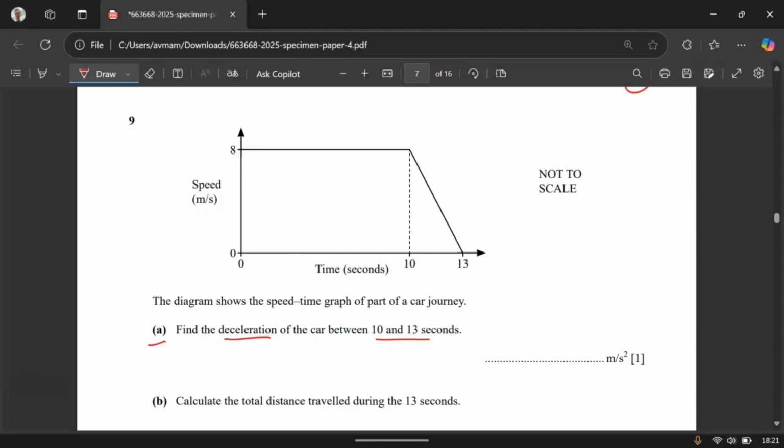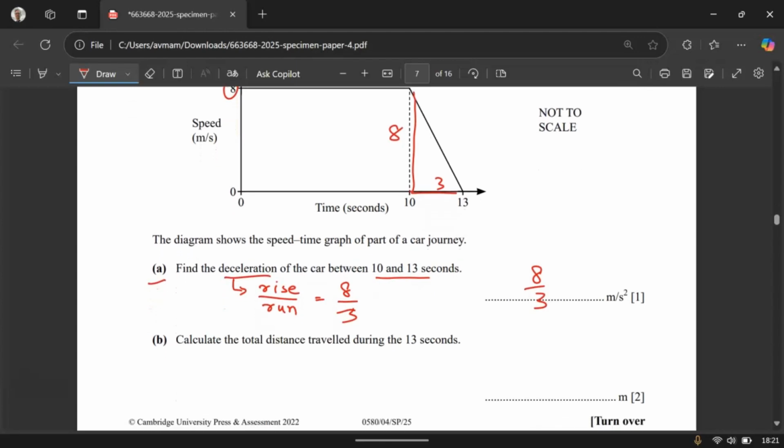To find the deceleration, you can just use the rule rise over run. Rise is always the vertical rise, which is 8, and run is from 10 to 13, which is 3. So you can just write 8 over 3. B. Calculate the total distance traveled during the 13 seconds.